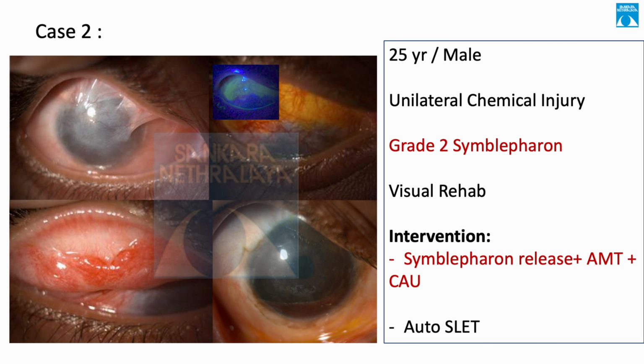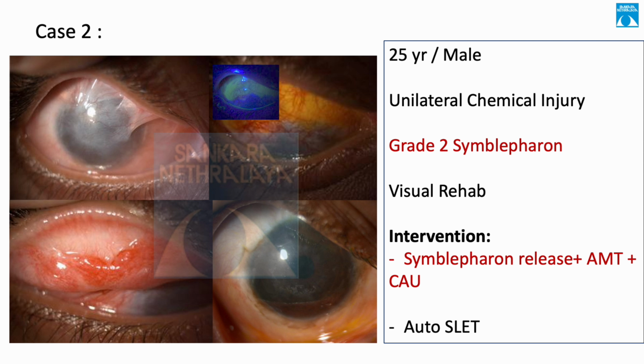Second patient, a case of a unilateral chemical injury again, a 25-year-old male with a grade 2 symblepharon and a total limbal stem cell deficiency, keen for visual rehabilitation. We went ahead, released the symblepharon, placed an amniotic membrane transplant along with a conjunctival autograft on the superior bulbar surface. At last appointment, the surface had epithelialized and the fornix is well formed.